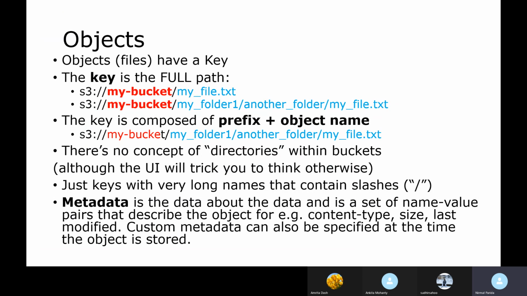Prefix means you can give some folder name. See, there is no concept of folder or directory in S3. But if you want to provide some prefix, you can, because we are habituated with the Windows system, so we know what is a folder and files. So you can also provide some name as a prefix to an object name. Similarly here, like S3, my bucket, and then my folder one, this can be a prefix. Any other folder you can also provide this way to create one object.